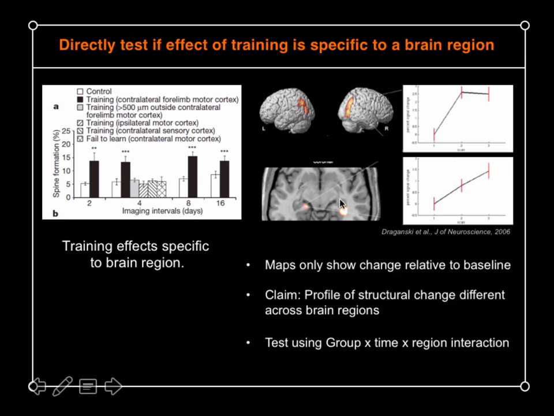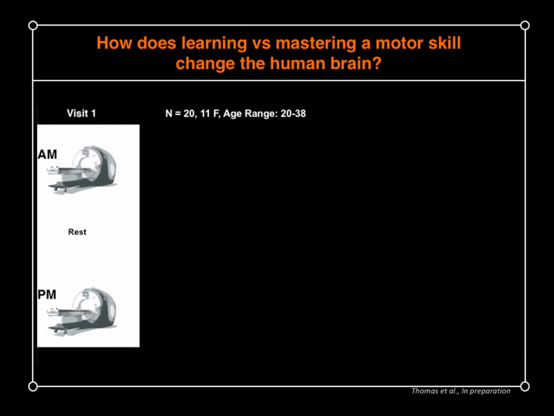So it's important to actually run a group by time point by region kind of interaction analysis and see if that holds true. So we took all of these principles that we had in mind and decided to put our money where our mouth is. And we decided to do this experiment with a longitudinal design. And the question was, how does learning versus mastering a motor skill change the human brain?